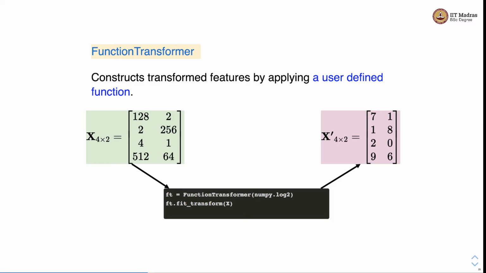Then the log of 2 to the base 2 is 1, log of 4 to the base 2 is 2, log of 512 to the base 2 is 9, and so on. You can also apply this log to the base 2 to each value in the second feature column, and you will see the transformed values which are log to the base 2 of the original values.